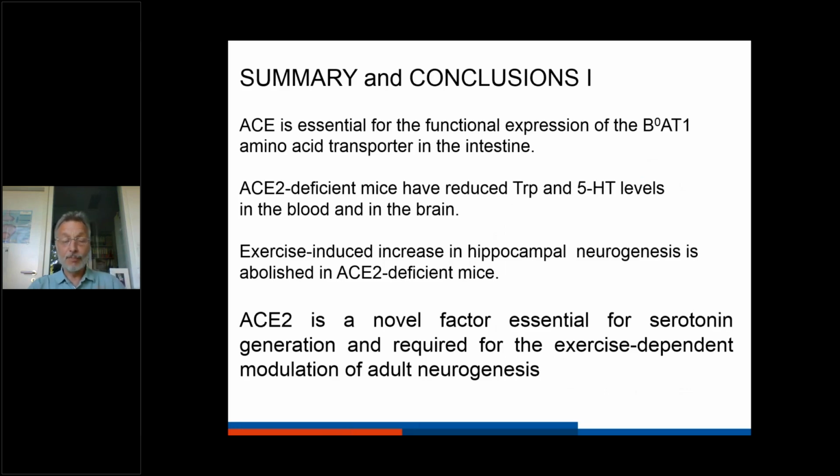So this is now the summary of the first part of the amino acid transporter part. Sorry, there's an error here. ACE2 is essential for the functional expression of B0AT1 as amino acid transporter, but only in the intestine, not in the kidney. ACE2 deficient mice have therefore reduced tryptophan levels and also serotonin levels in blood and brain. And probably because of that, the exercise-induced increase in hippocampal neurogenesis is abolished in these mice. So this makes ACE2 a novel factor essential for serotonin generation and being required for the exercise-dependent modulation of adult neurogenesis, a function I think nobody would have predicted before.